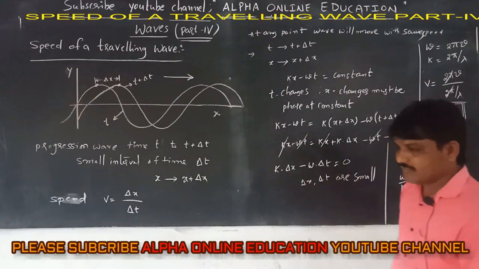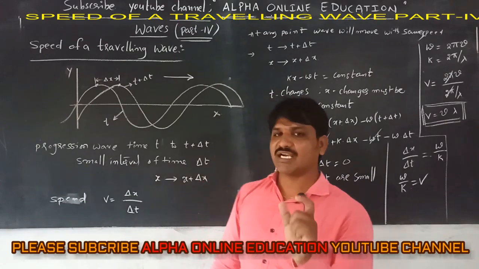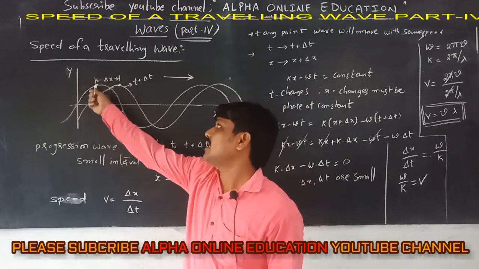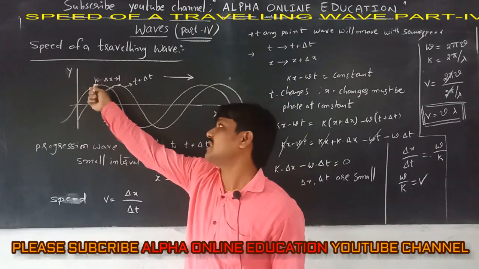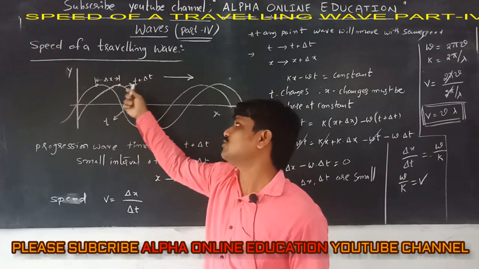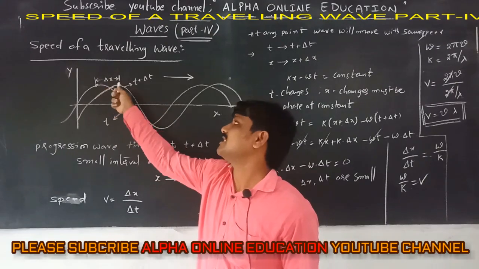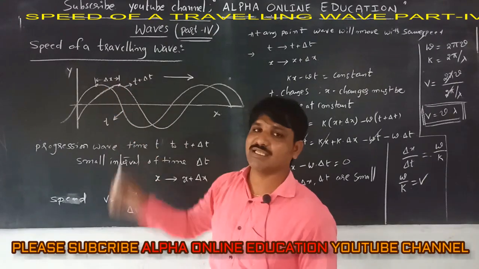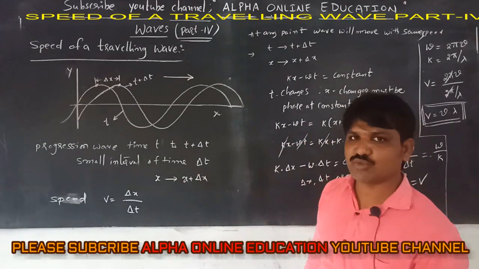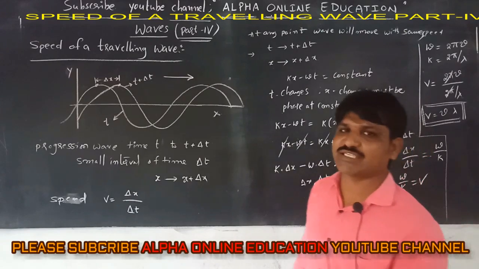Once again, when the wave is changing with a small instant of time, the displacement also changes, but they have the same pace. So the displacement of the crest, delta x, happens within a small interval of time, delta t. The first wave is at time t, and the second wave is at t plus delta t, a small change in time. So the time changes from t to t plus delta t, and its position x changes to x plus delta x.